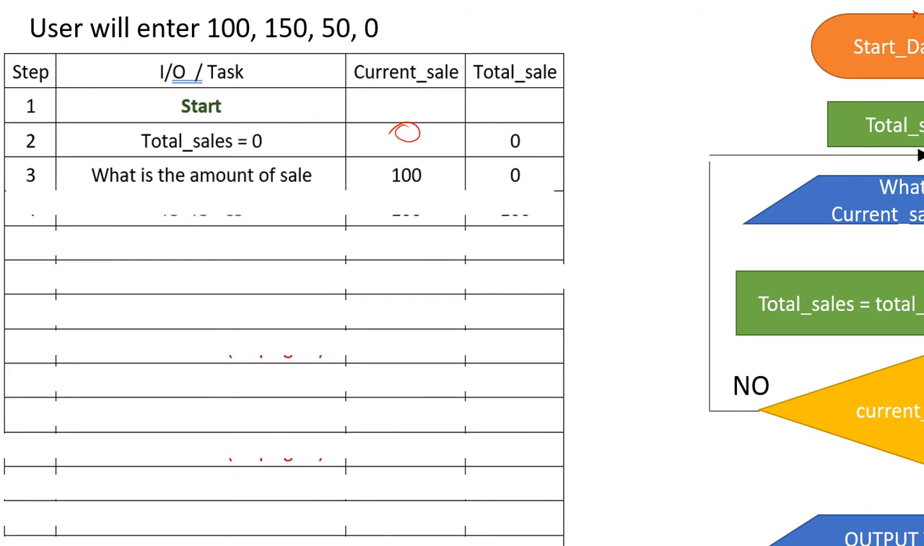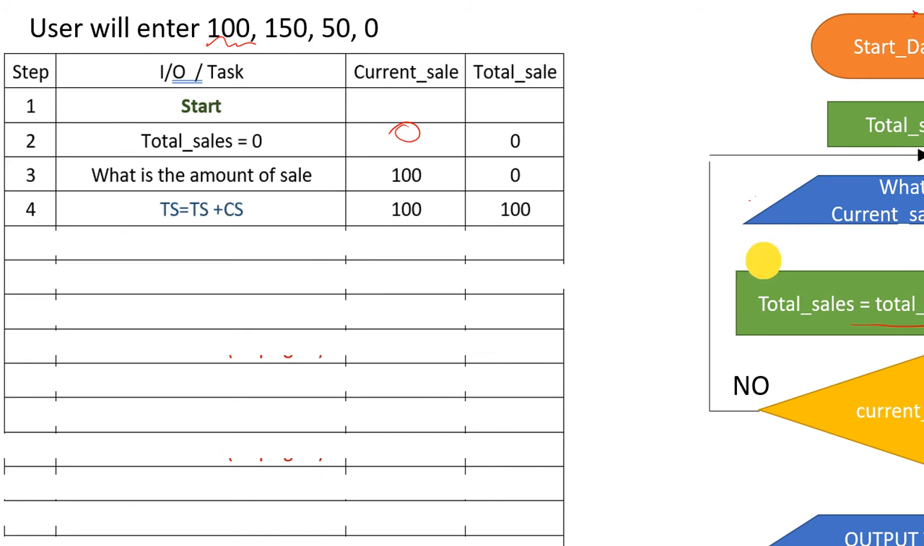In the next step, my program will move down to the blue box, asking the user to give me his current sales amount. What did you sell the customer? He will give me the first value. So now the current sale equals 100, and my total sale is still 0. This is the third step of my program. Then I'll move to the next step.